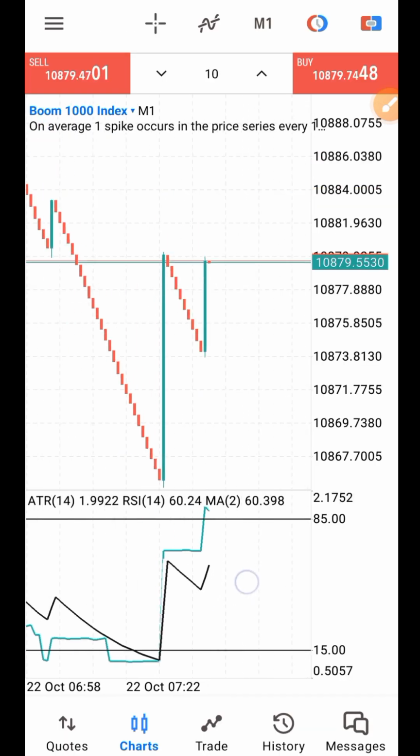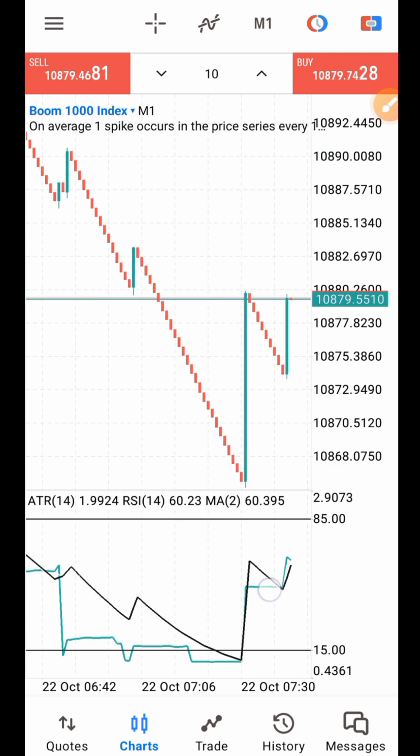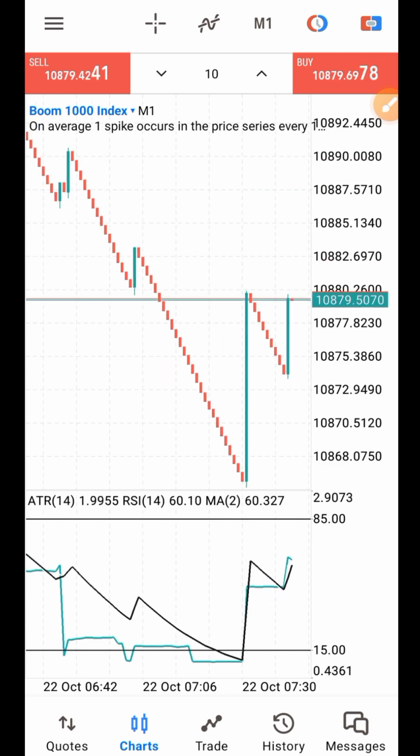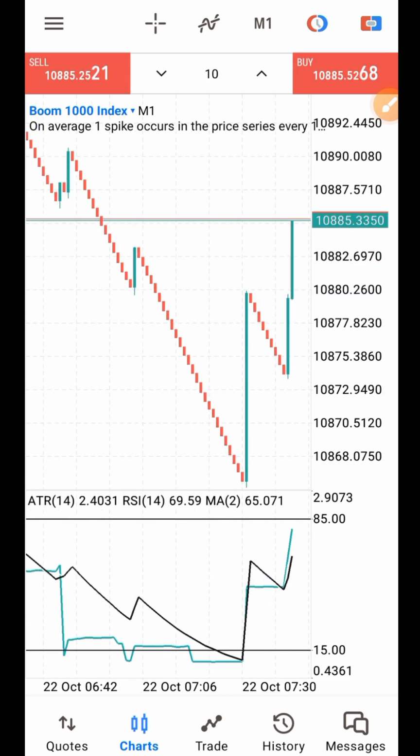So you come back to your main chart. If you did it right, you should get something like this. The limitation I'm talking about with this strategy is that it's limited to Boom markets. It's not working for Crash markets. Boom 500, Boom 1000, Boom 300. That is what this strategy works for.